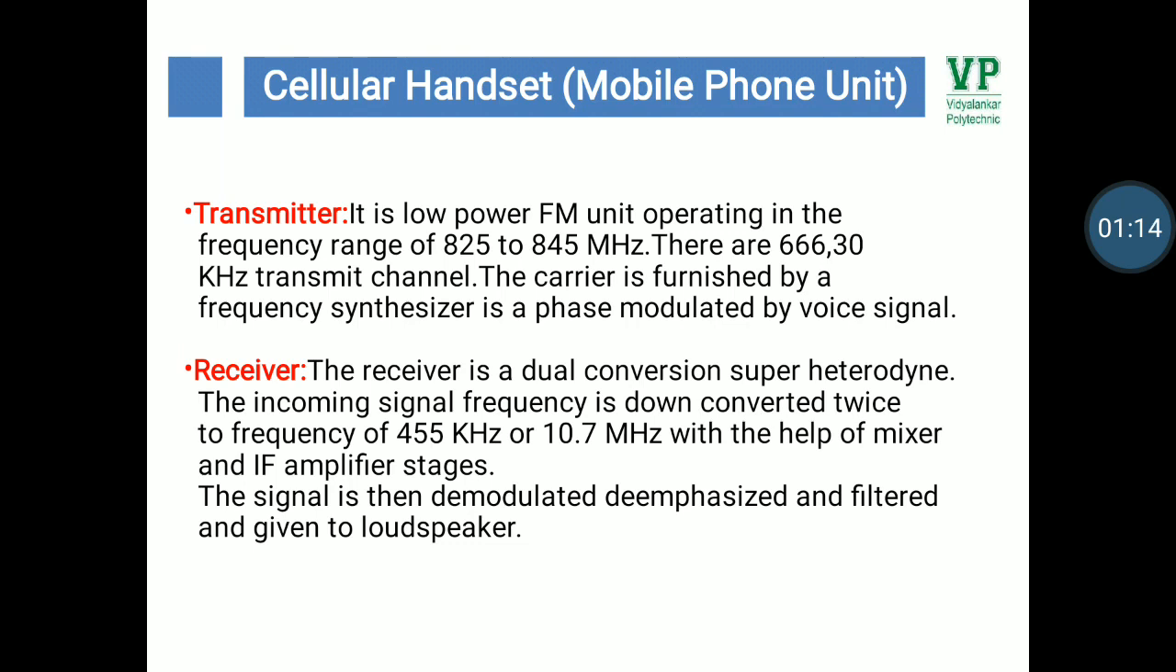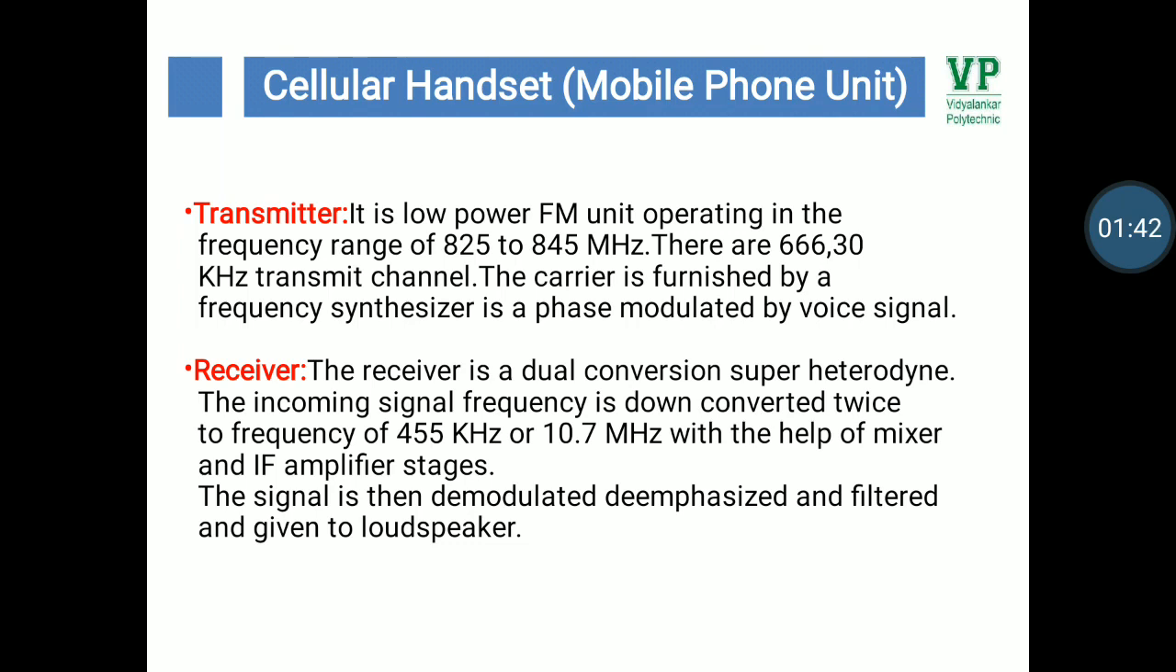Transmitter. It is low power FM unit operating in the frequency range of 825 to 845 MHz. There are 666 30 kHz transmit channels. The carrier is furnished by a frequency synthesizer and is phase modulated by voice signal.